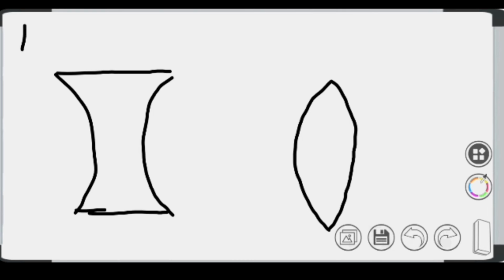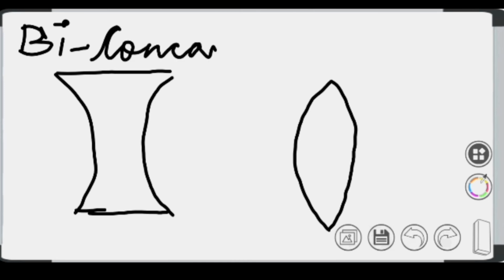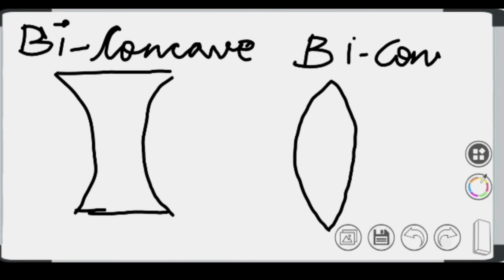Now as you can see, I drew here two mirrors. The mirror to my left side is a biconcave mirror. Alright? This is a biconcave mirror. The mirror to my left, and the mirror to my right side is a biconvex mirror. Biconvex. Alright?